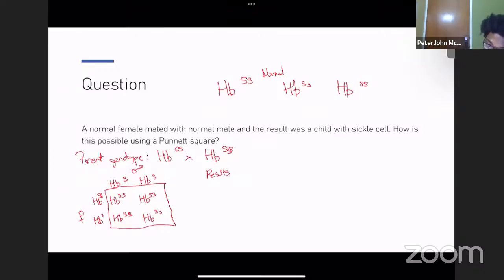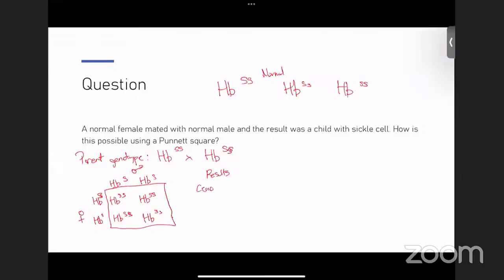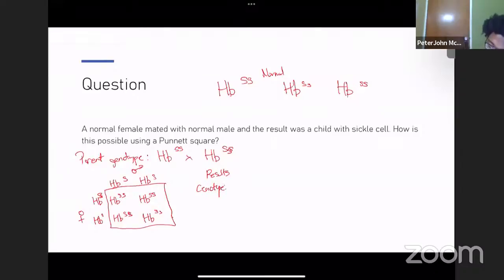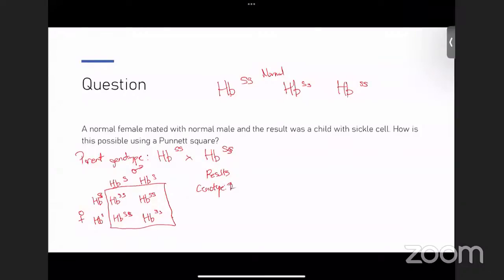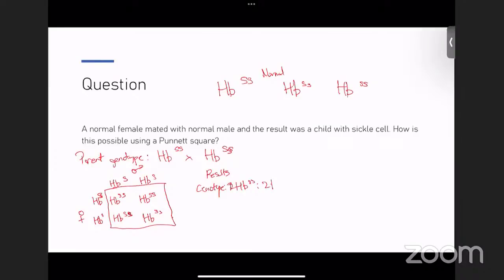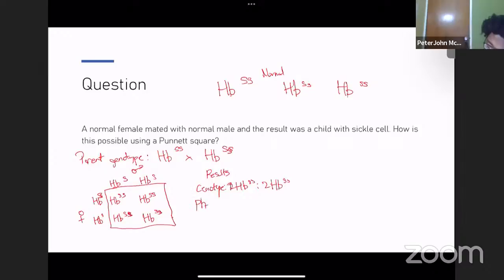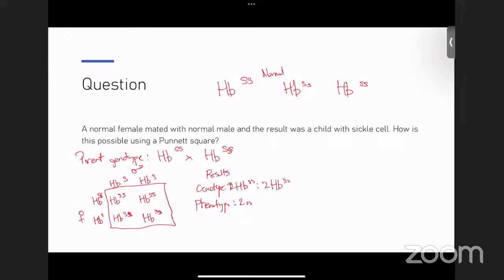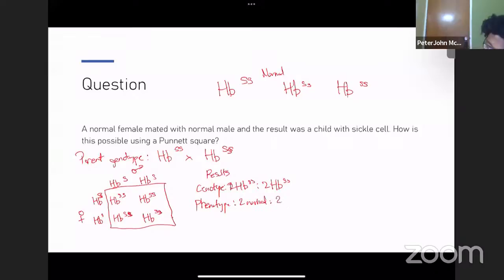What's the next thing I write? Genotype. What's our genotypes? 2 HB capital S capital S. Next. 2. Wait, is it 2? Yeah, this is a common. This is a common. Yeah. 2 HB capital S common S. What's our phenotype? 2 normal and 2 normal carriers. Is that so? 2 carriers.